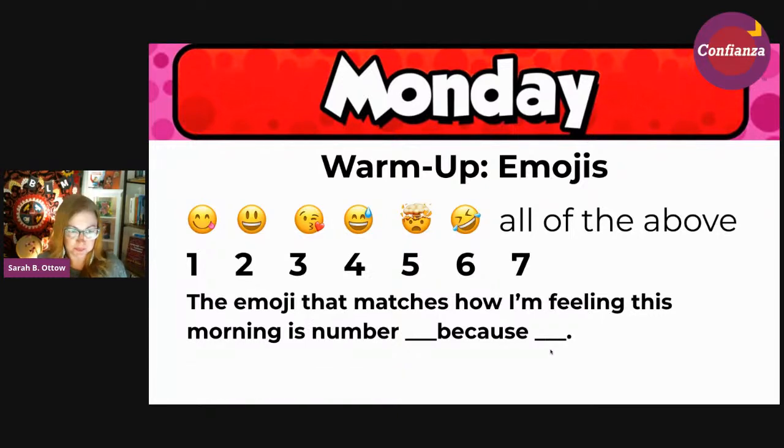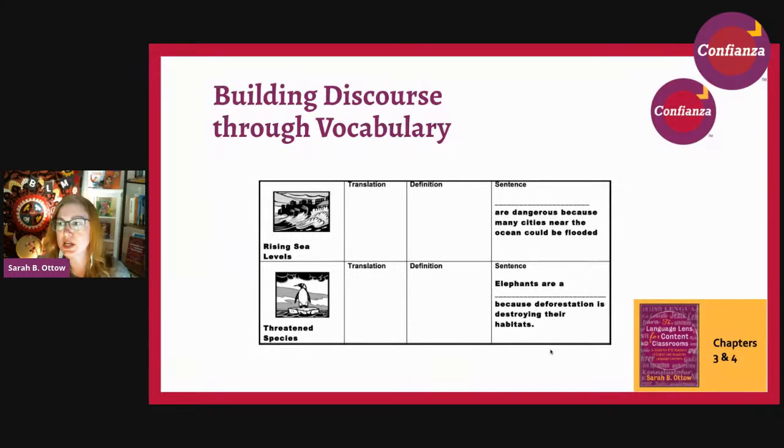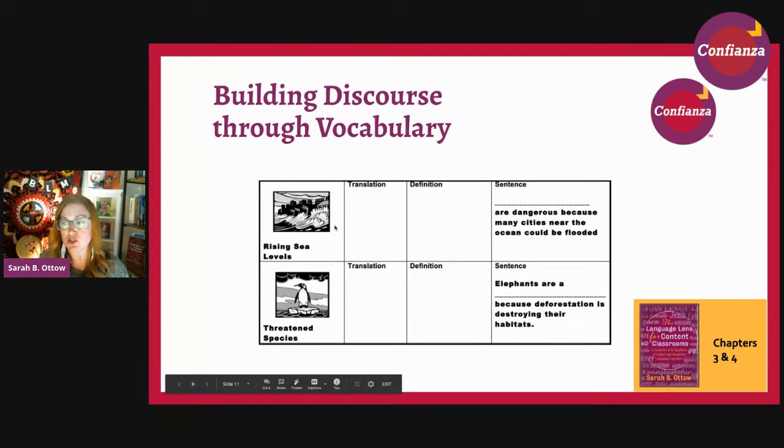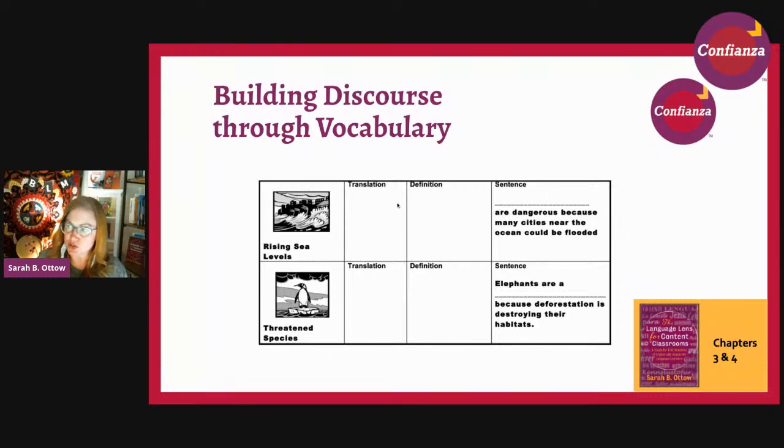Other ways that you can boost discourse is making sure that we're highlighting vocabulary. So giving students the scaffolds like this organizer from a partner school and helping them bring in their first language and making it student friendly with visuals and then sentence, and then having students partner up and talk about these things together and put it in their own words.